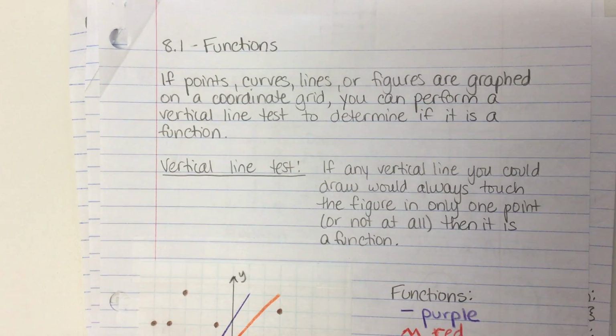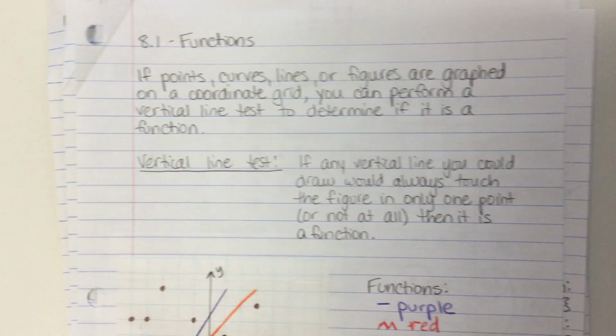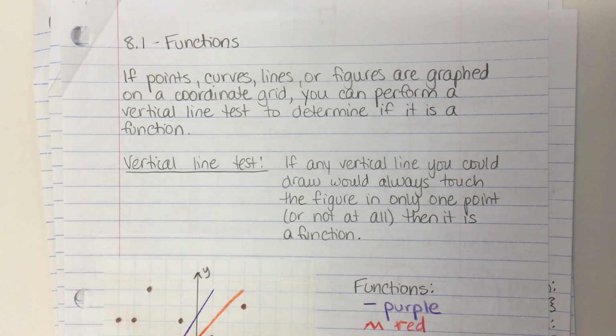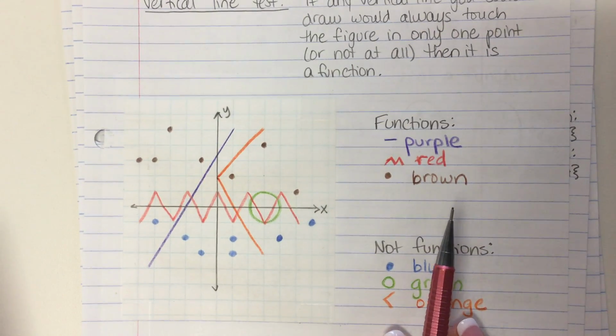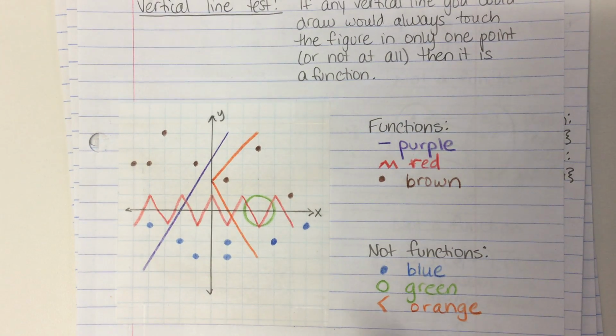All right. So if you have a graph, a point, a curve, a line, a figure, or whatever on an actual graph, sometimes they'll say, is this a function? Well, we're going to do something called the vertical line test. Now, vertical means up and down. So basically what you do is you look at whatever it is that you want to evaluate, and you look at the vertical line test.